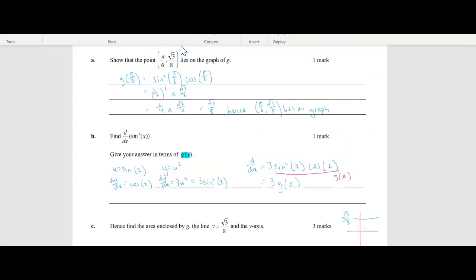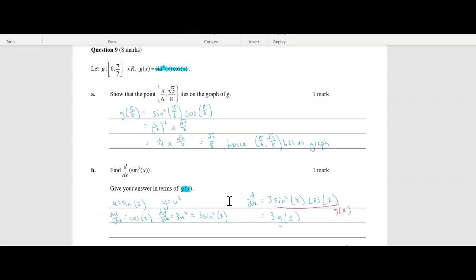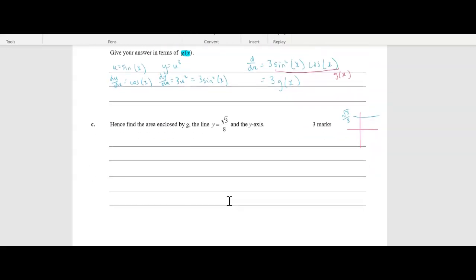And then we've got our trig graph. Now with this trig graph, you don't know that it crosses at pi on 6. Actually, no, it crosses this line at pi on 6. So we're going to go from 0 to pi on 6.